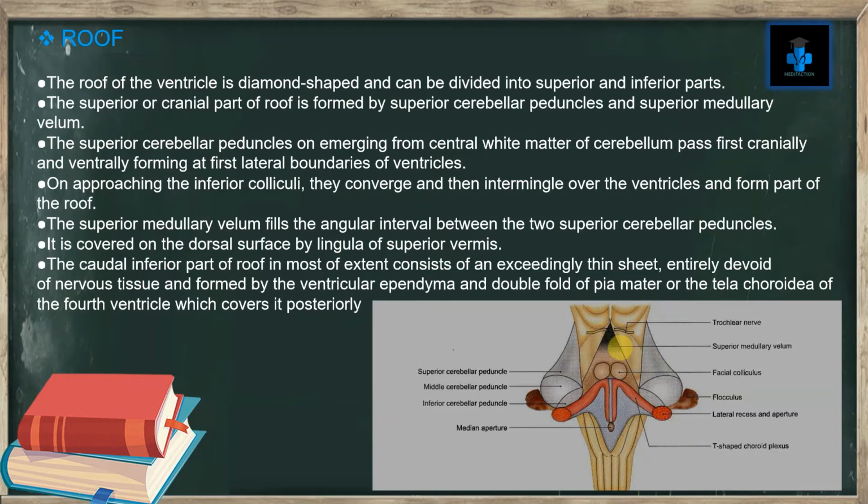The caudal inferior part of the roof for most of its extent consists of an exceedingly thin sheet entirely devoid of nervous tissue and formed by the ventricular ependyma and double fold of pia mater or tela choroidea of the fourth ventricle, which covers it posteriorly.